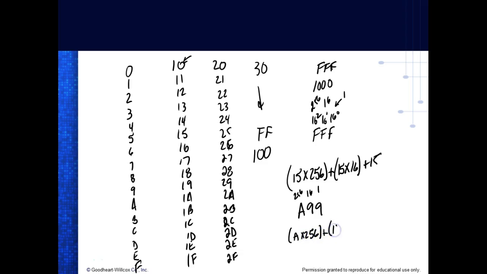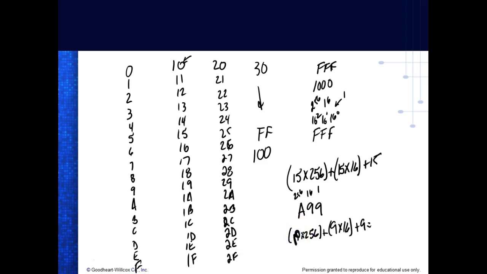plus 16 times, oh, I'm sorry. Now I wrote that backwards. Let me keep it in the same order so I don't mess you up. 9 times 16. And by the way, A99 is an odd number, so I should expect my decimal number to be odd. So what do we come up and get? Yeah, 10. I'm sorry. Thank you, Terrence. So that's not A, that's 10.